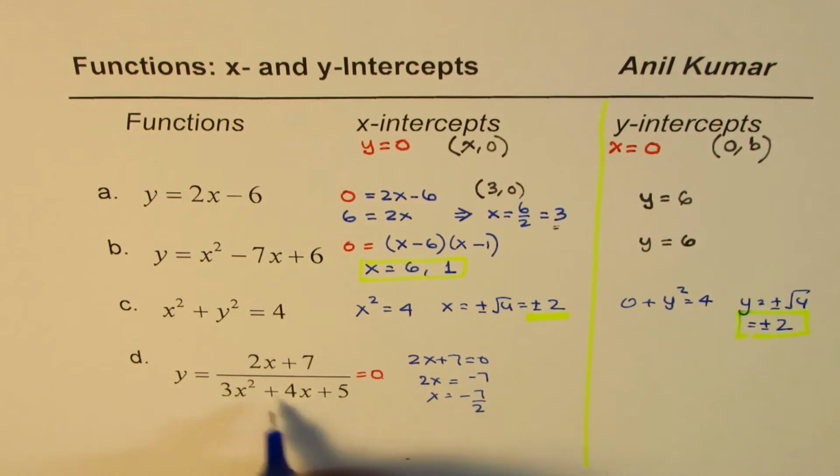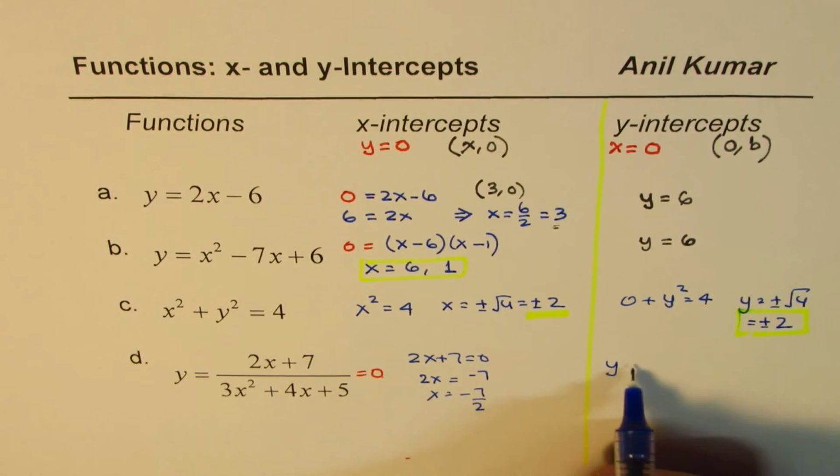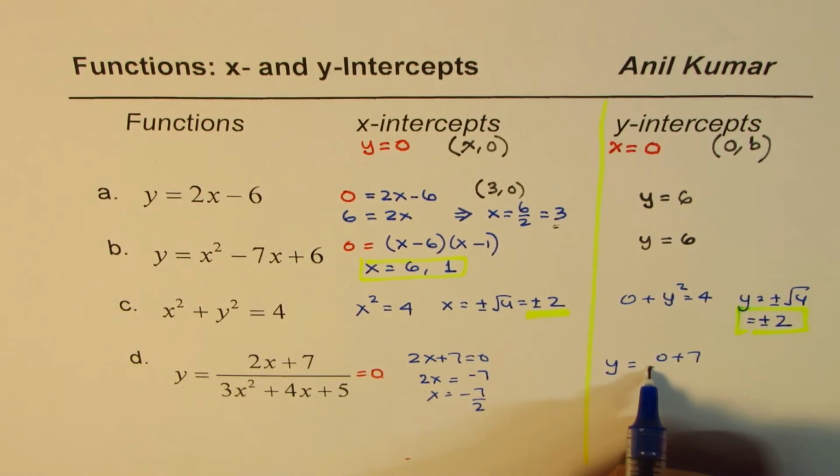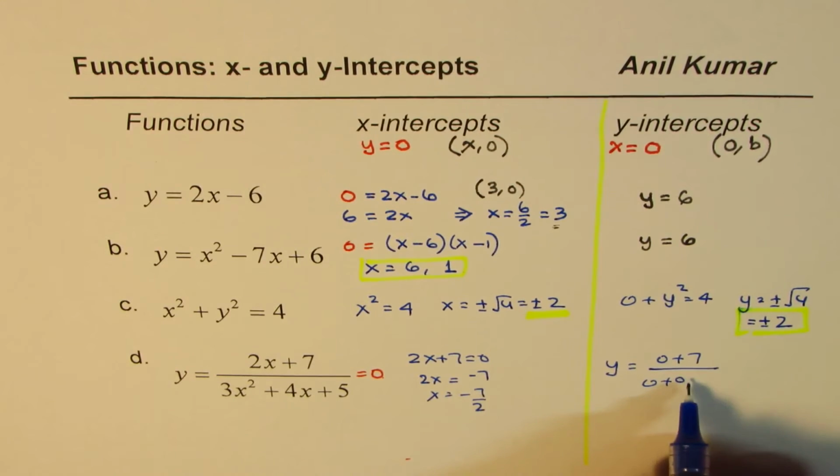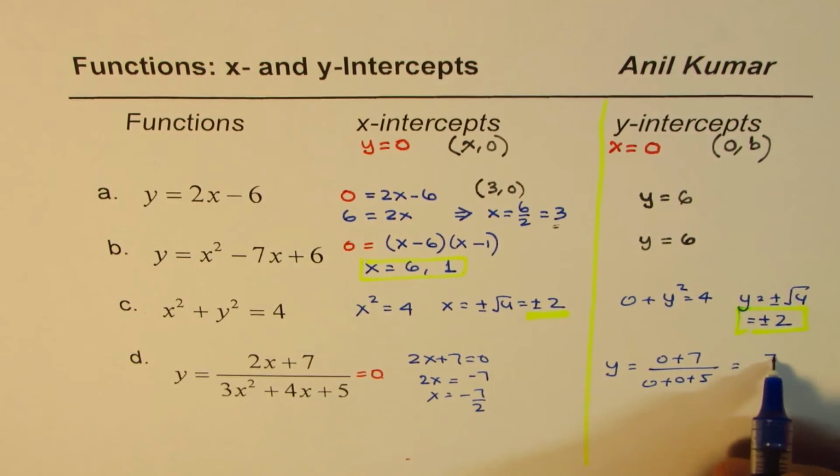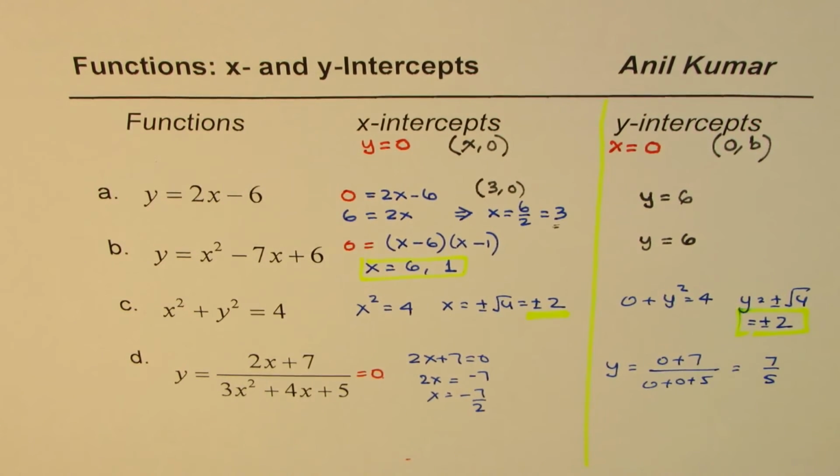To find the y-intercept, we'll equate 0 for x. So we get y equals 7 over 0 plus 0 plus 5. And so the answer is 7 over 5. So that is how we could find the y-intercept for the given equation, right? So that is the result of our investigation on these four functions.